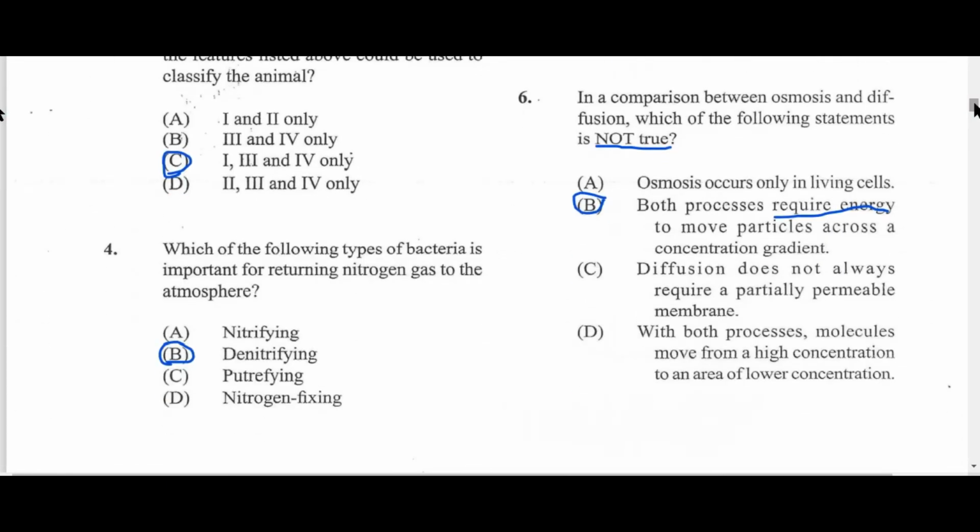Question 6. In a comparison between osmosis and diffusion, which of the following statements is not true? And I underlined "not true" because you need to pay attention to that. Both processes require energy to move particles across a concentration gradient. I chose B, as osmosis and diffusion are both passive transport and energy would not be required to do their work.